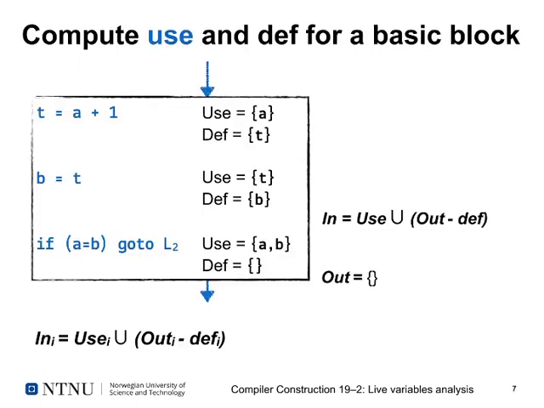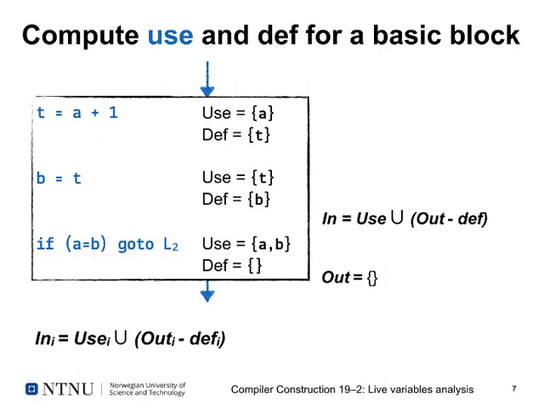So let's look at a detail here and an example. So we want to compute use and def for a given basic block. First we start with the use, and we have these three instructions here: t equals a plus 1, b equals t, and then a branch ending our basic block. So if a equals b, we jump to a label L2.